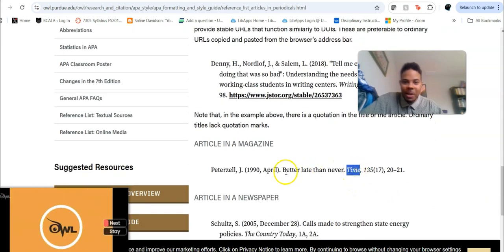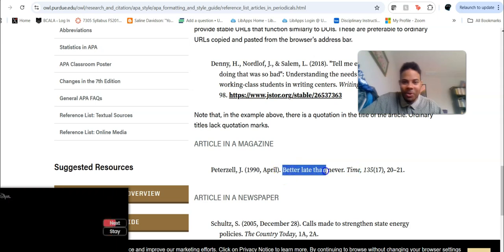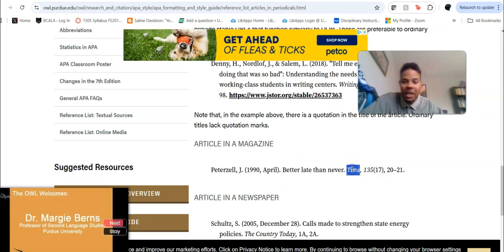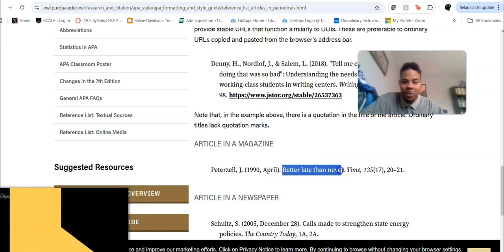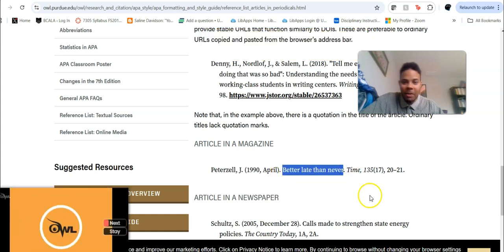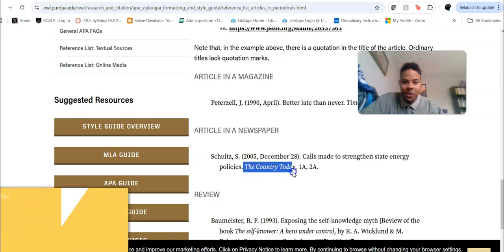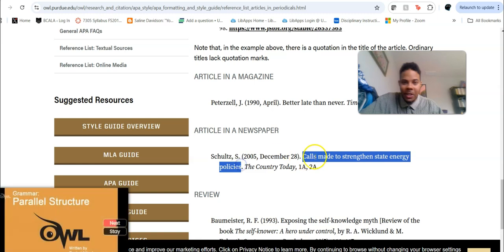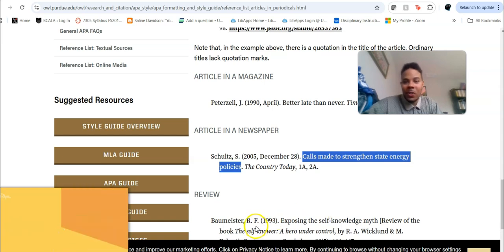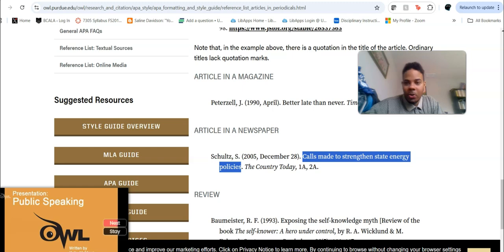Time, I hate that they use Time as an example because it's a one-word title, but Time is going to be capitalized, and then our article title here is Better Late Than Never, and late, than, and never are all lowercase. And then also with your newspapers, as you can see here, this is the name of the newspaper, the Country Daily, but as you can see, the title of the article, calls made to strengthen state energy policies. The only word that is capitalized is calls. Okay, so that is pretty much how that works.